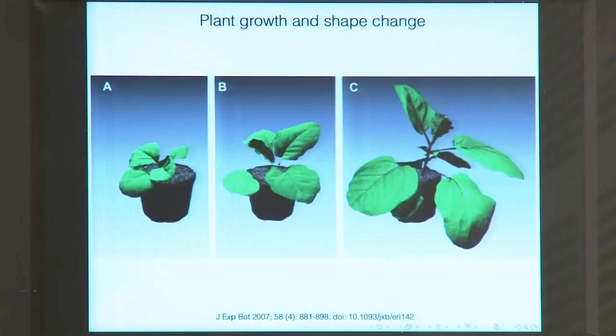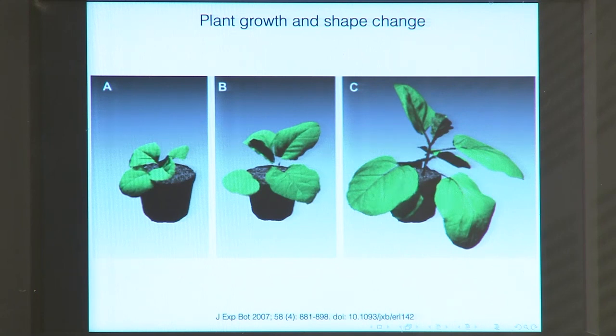Next, LiDAR is also used to understand the growth of plants and the changes in the shape of the plants, because in this case you can make use of a LiDAR and convert your plant in different stages into a three dimensional object in the digital space. So, once you have that, you can now play with the system.